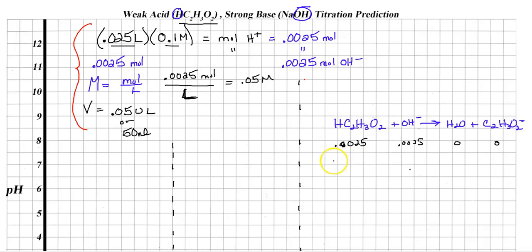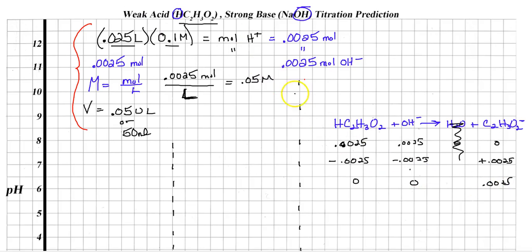Of course, they both are going to go minus 0.0025, minus 0.0025. This would be what? Plus 0.0025, right? It's a one-to-one. These would go to 0. These would go to 0. We're not going to worry about the water. And this is going to be, of course, 0.0025.